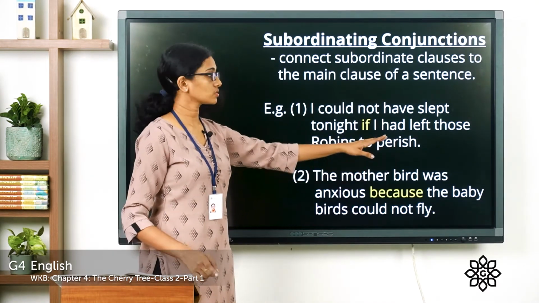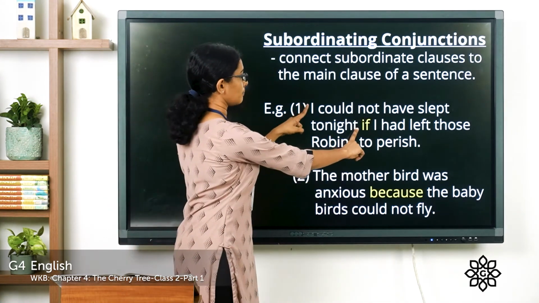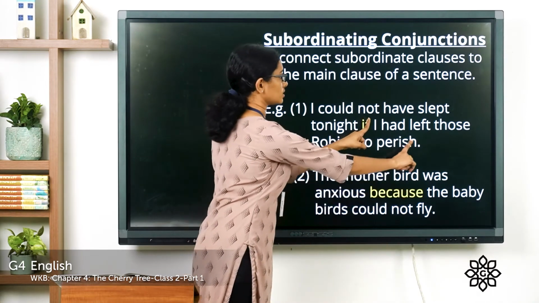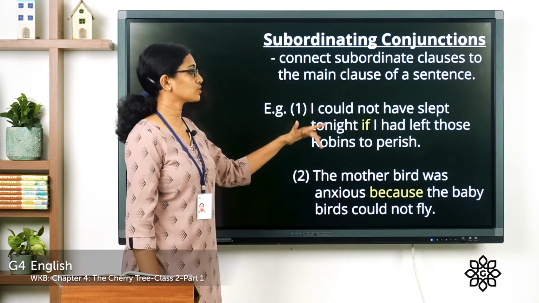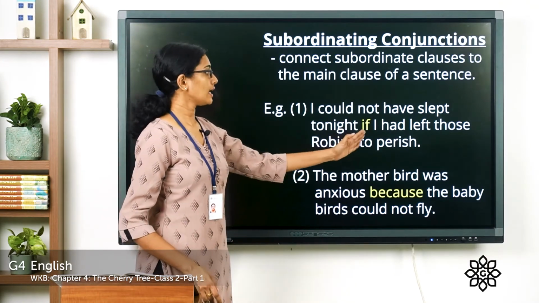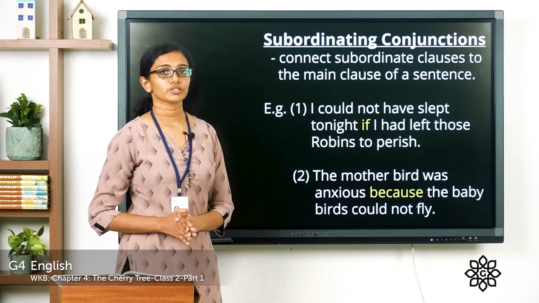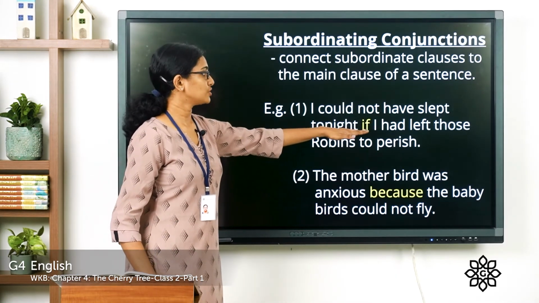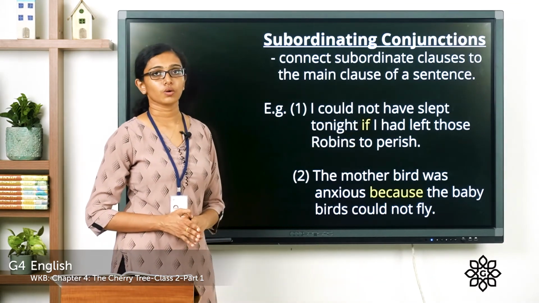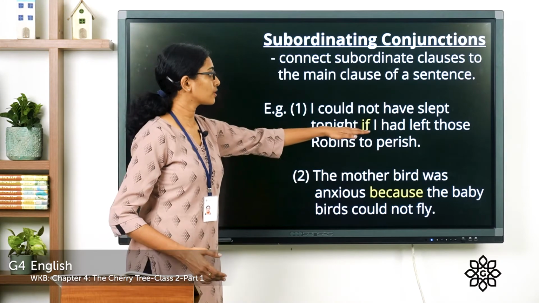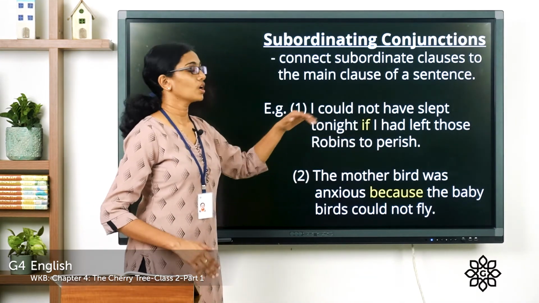Which is the subordinate clause here? This word if connects this main clause with this subordinate clause. The main clause here is I could not have slept tonight. And the subordinate clause is I had left those robins to perish. So you see, the subordinating conjunction is always used in the beginning of the subordinate clause. So you can say the subordinating conjunction introduces the subordinate clause to the main clause.